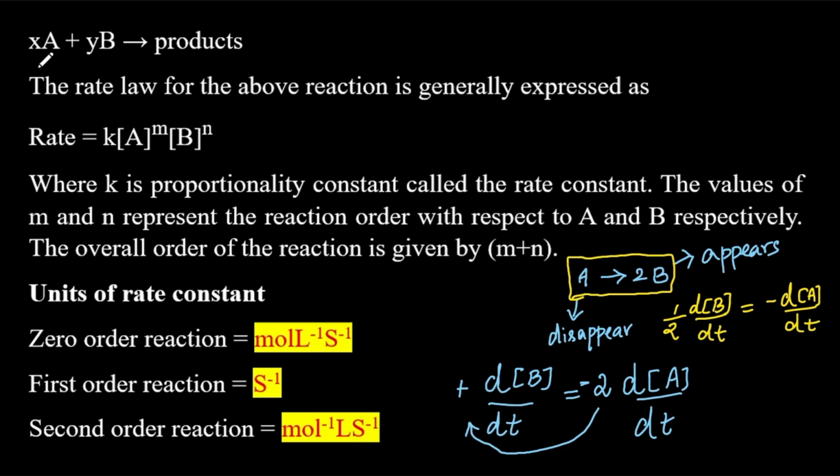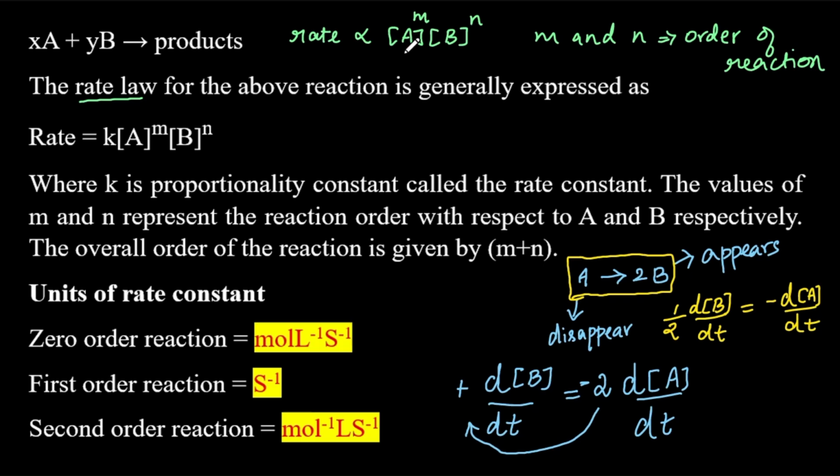So if you consider an equation xA plus yB gives products, for this we can write the rate law. So rate of the reaction is directly proportional to the concentration of the reactants A and B, and concentration of A is raised to a power of m, and concentration of B is raised to a power of n. So this power m and n is called the order of the reaction.